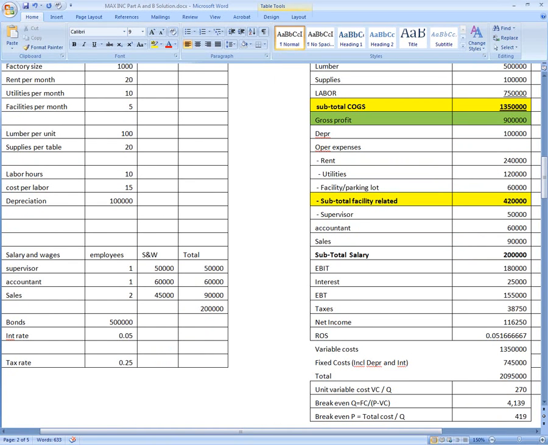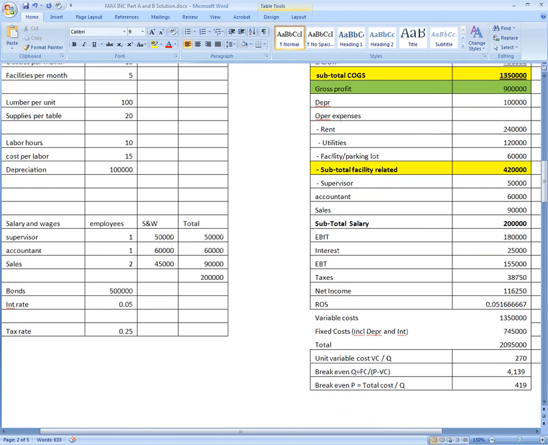Then we look at the other costs. We have a supervisor, 50,000. We have accountant, 60,000. We have two sales associates, 45,000 too, and you get the sales associates' total because there are two of them at 45,000 each. You get 90,000. Then we add them up to see how these salary costs look like, which is going to be the sum of this, and this, and we add it up over here. So this cell should say this cell plus this cell plus this cell.